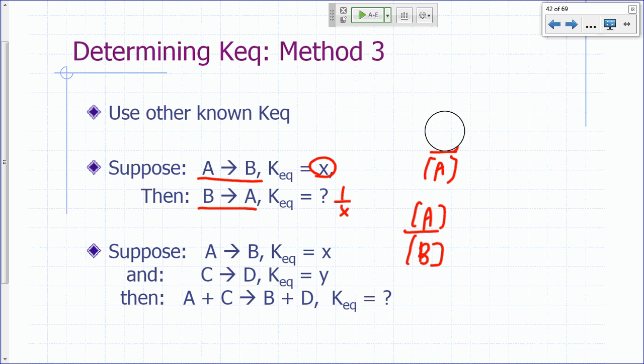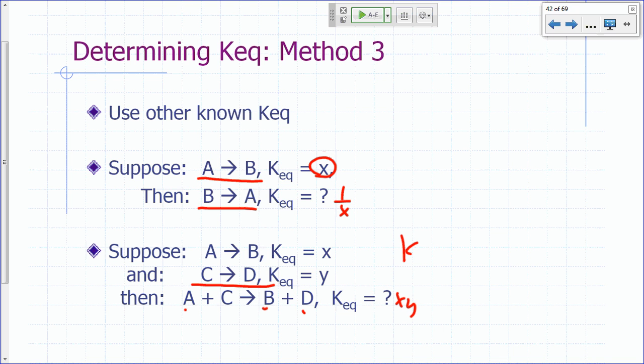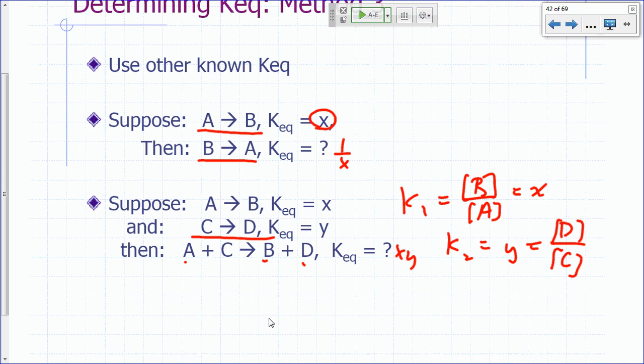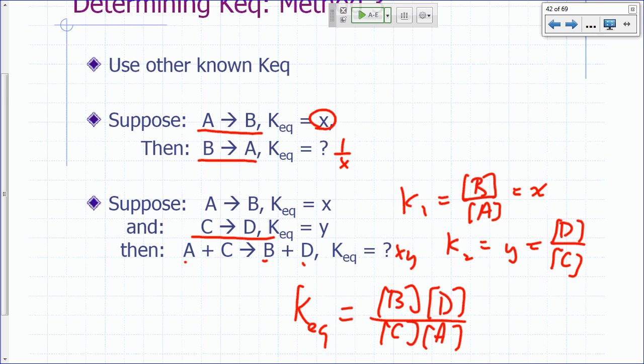What if you add two reactions together? Like this one, A going to B and C going to D. If you add these, you have A plus C gives you B plus D. What's the KEQ for this? That would just be the product of the two equilibrium constants, right? Because K1 here would be B over A, which we'll call X, and K2, which we call Y here, is going to be D over C. And you can see that K3, the KEQ for the overall reaction, would just be B times D over A times C. You can identify this as K1 and this as K2, so this is X times Y.